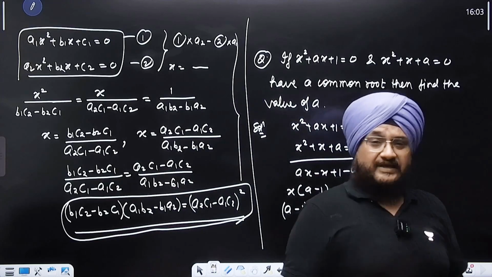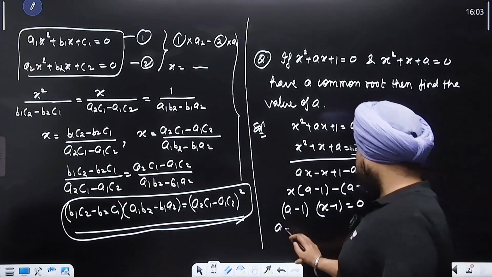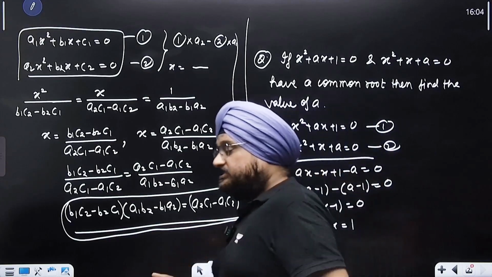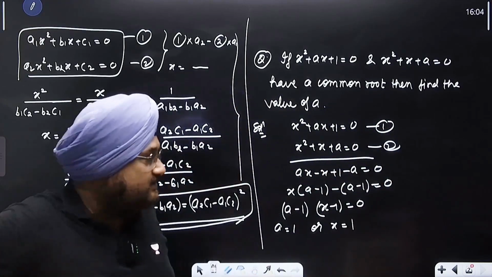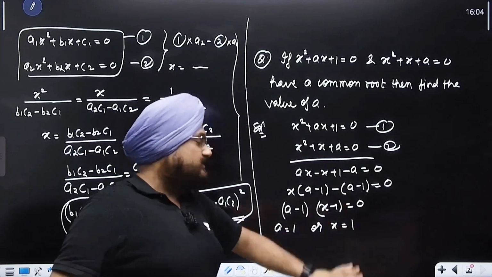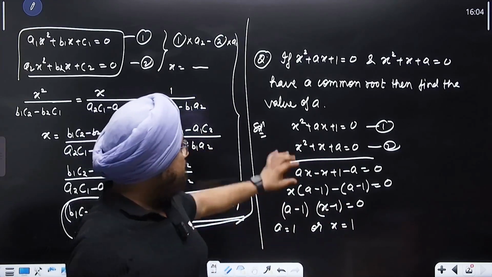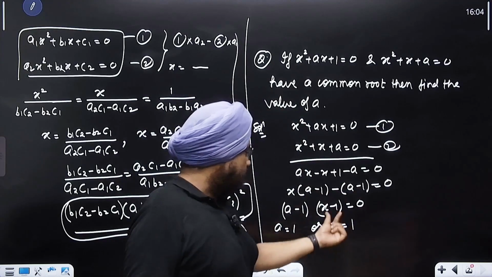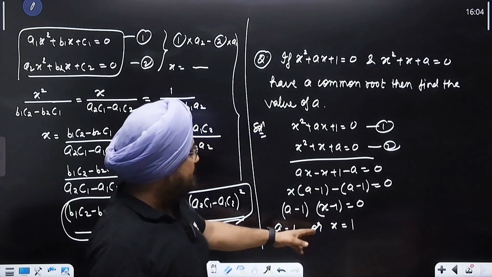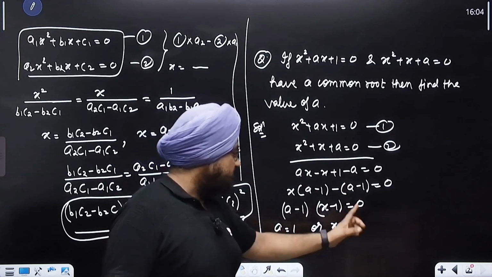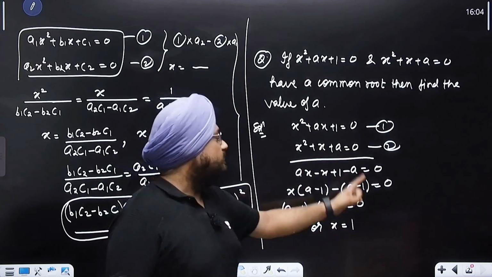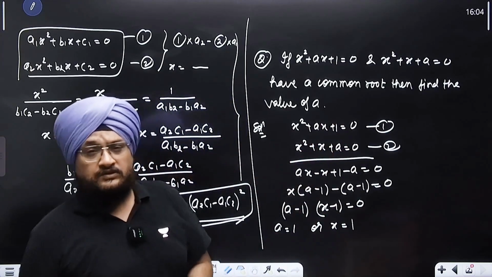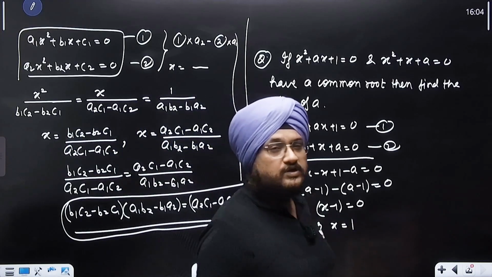From this, the value of a is either a is equal to 1 or x is equal to 1. The value x is equal to 1 signifies that the common root is x equal to 1. By solving these two equations, I am getting a linear equation and the root of this equation is 1. So I can say that x equal to 1 is the root of this equation, also x equal to 1 is the root of this equation, and x equal to 1 is the root of this equation. So x equal to 1 is a common root.